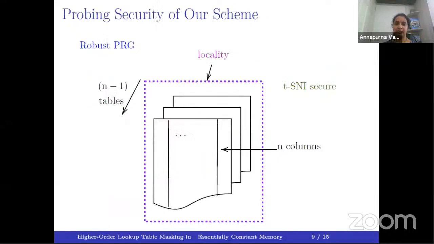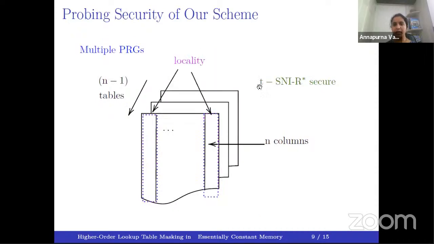And I just want to touch upon the robust PRG and the multi-PRG techniques at a very high level. The robust PRG technique will look at the complete implementation as a single large circuit, and we'll be computing the locality with respect to this circuit. We prove the constructions using the TSNA security, compositional security notion. When it comes to the multi-PRG, we'll be dividing the randomness required into subsets. So each column will be treated as a subset, and we'll be using a PRG per subset.